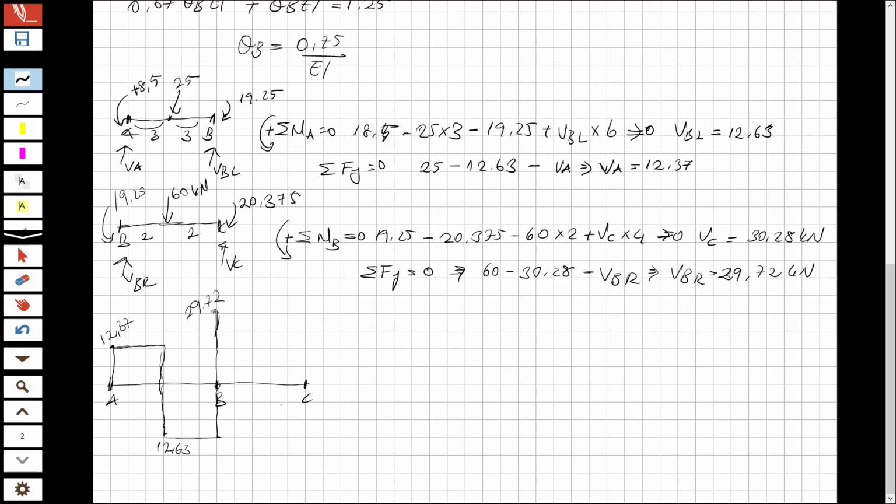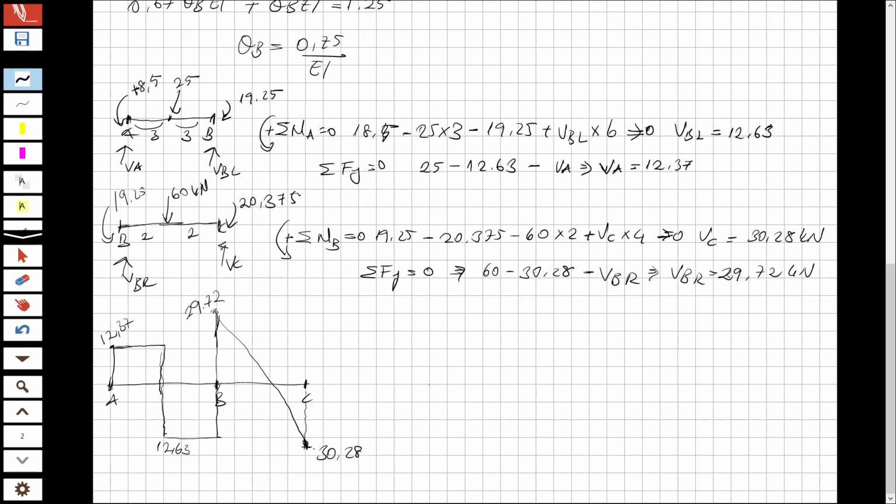Now I have a distributed load here. That will be a triangular decreasing load, so I have a 60 triangular decreasing. I subtract from the 60, and I will reach that point, which will be 30.28. Now this is my shear diagram.